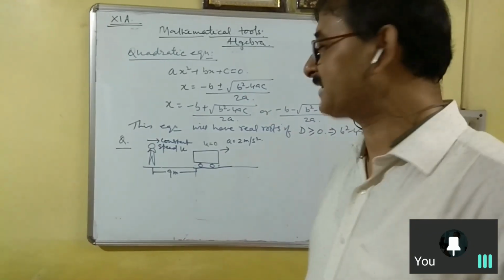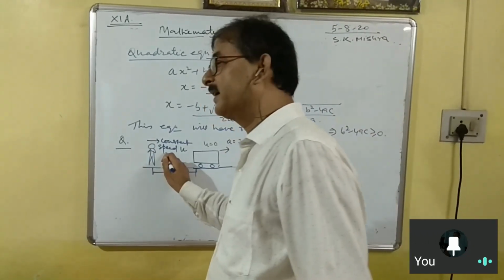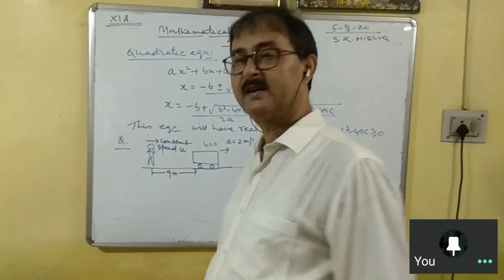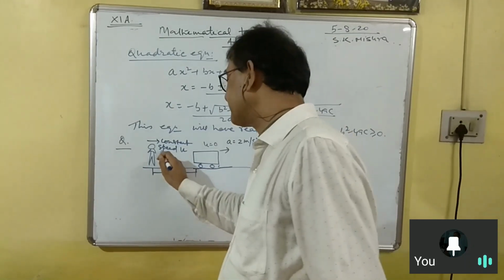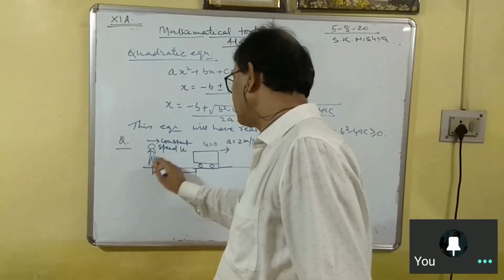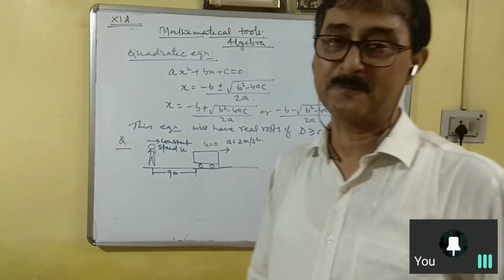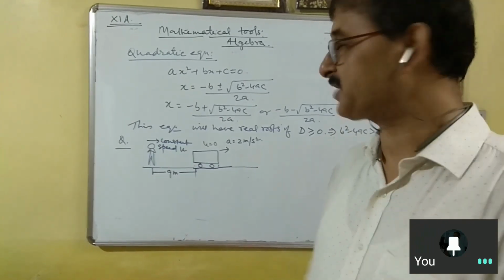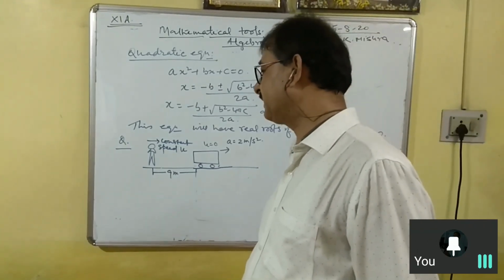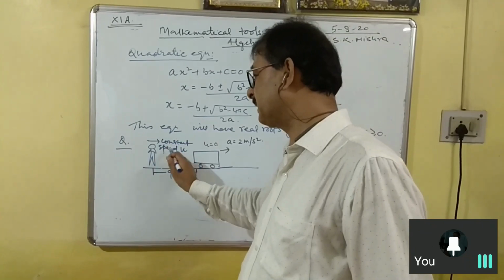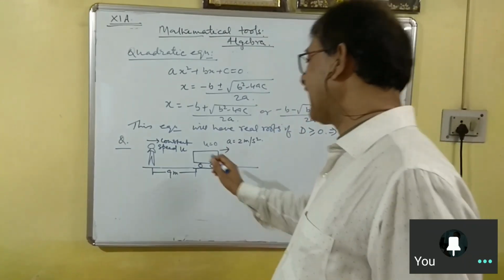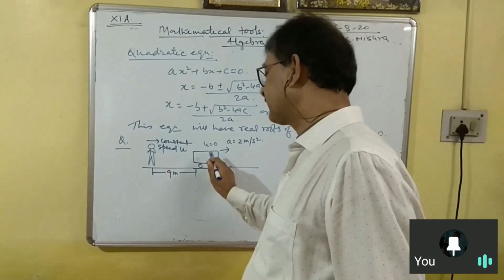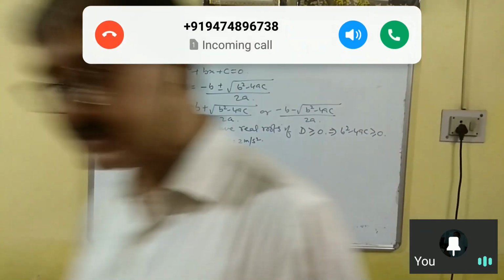So if he starts running, say, 2 meters per second, can he catch the bus? If he starts running, say, 5 meters per second with a constant speed, is he able to catch the bus? This is the scenario. So my question is, with what constant minimum speed should the person continue to move so that he will be able to catch the bus? So this is the scenario.